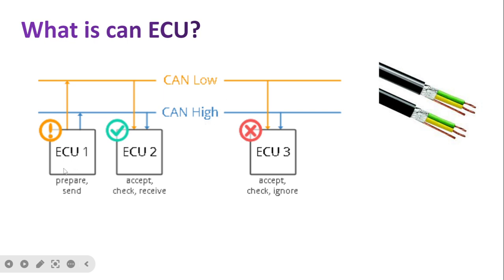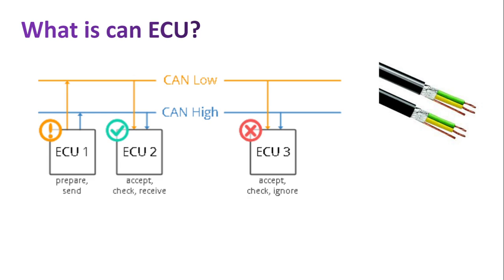Now, the first feature: ECU1, ECU2, ECU3. These are sub ECUs which are connected to this cable like this. Prepare, send, accept, check and receive, accept, check, ignore. What does it indicate? ECU1 prepares and sends, meaning this ECU has sent a signal, which is accepted by ECU2 because the signal was for ECU2, and in ECU3 this signal is ignored. It means the signal was not for ECU number 3.